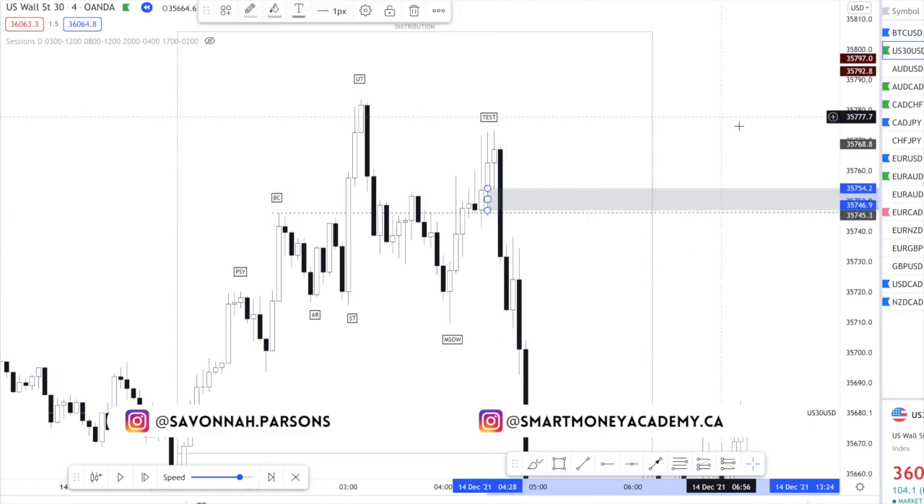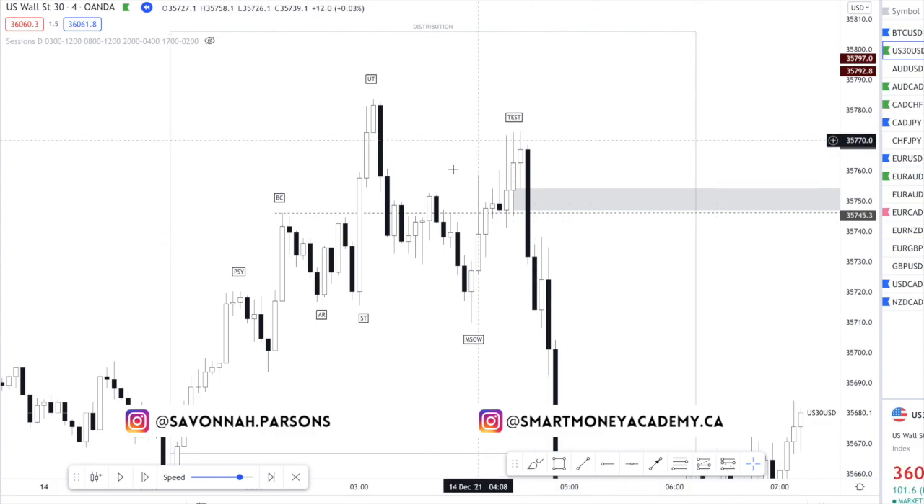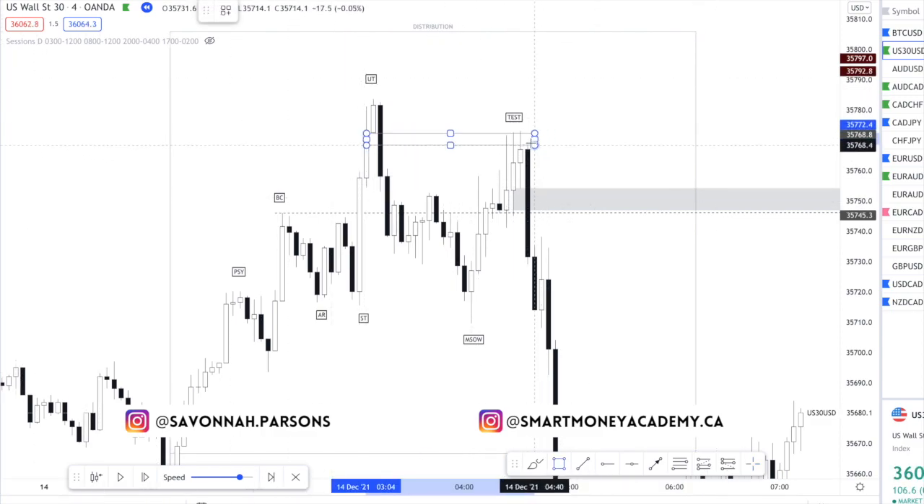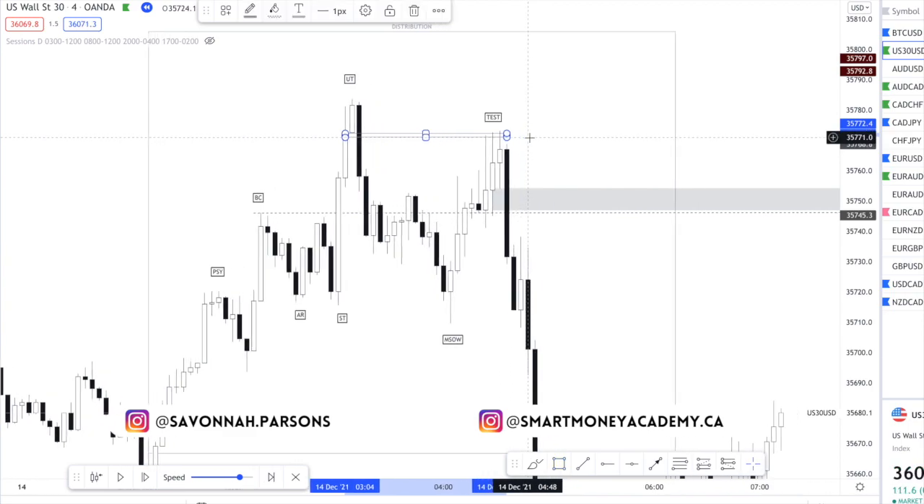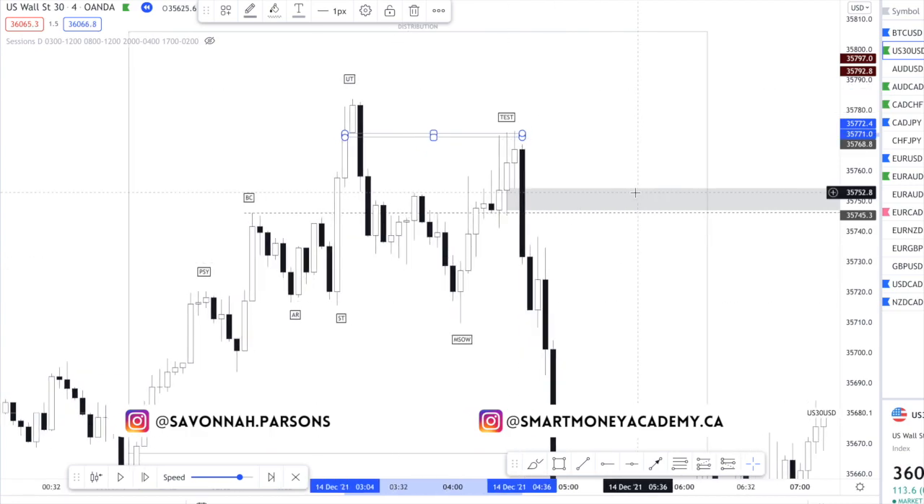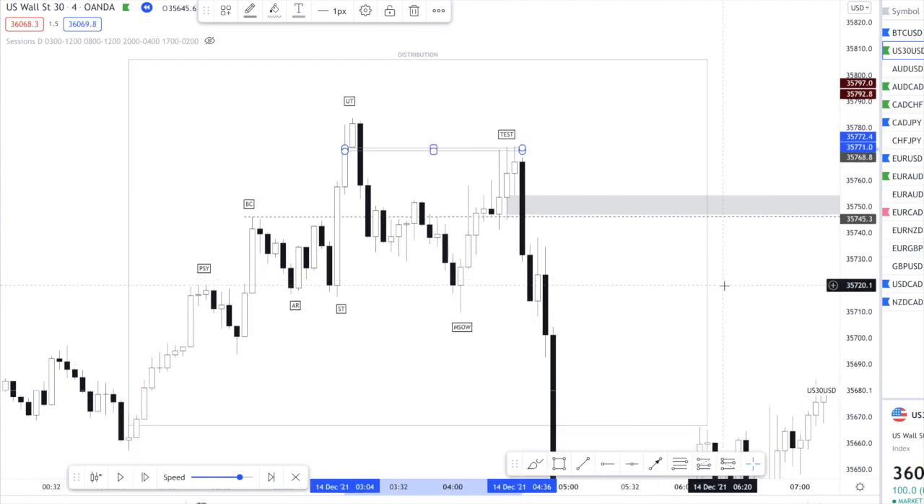This one doesn't perfectly align, so I wouldn't even consider that in confirmation, but it is close. And then here we have this test that actually tapped into this imbalance, which we didn't have on the other broker. Okay? So that's the major difference with this broker. So I wanted to show you guys what it looked like on a blank screen first because I didn't want to clear my US30, but that's what's happening now.